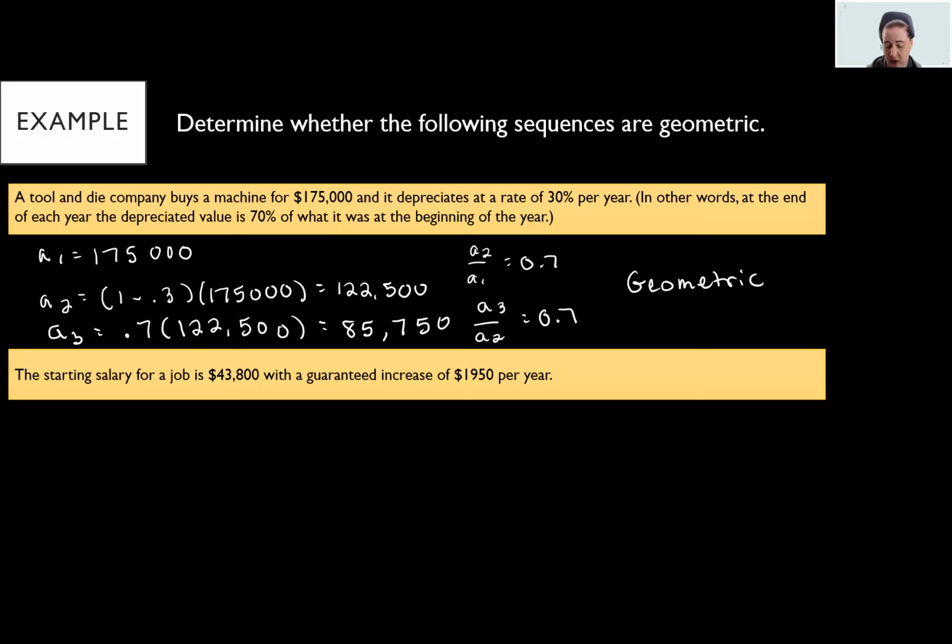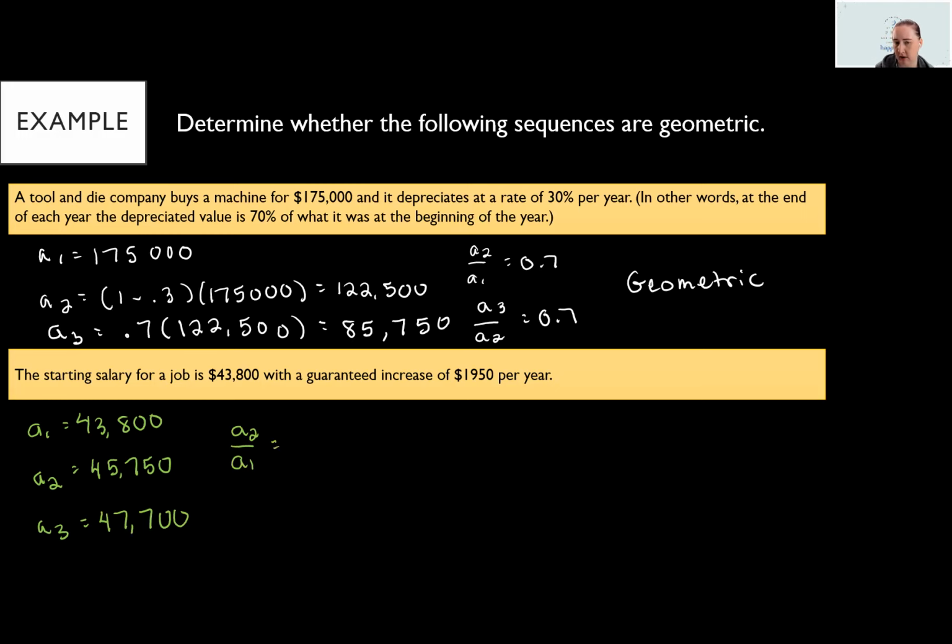So second example here, we've got the starting salary for a job is $43,800 with a guaranteed increase of $1,950 per year. So first term, we've got 43,800. Second term, we're adding that 1950. So that's 45,750. And then let's find a third term. So we add that 1950 again, 47,700. So we want to check our ratios to see if they're the same.